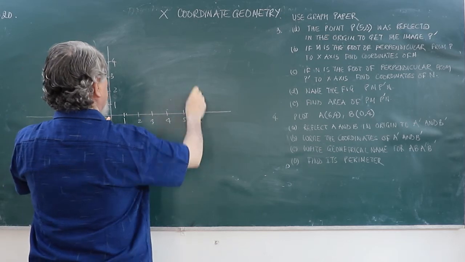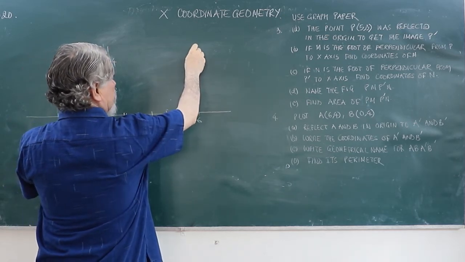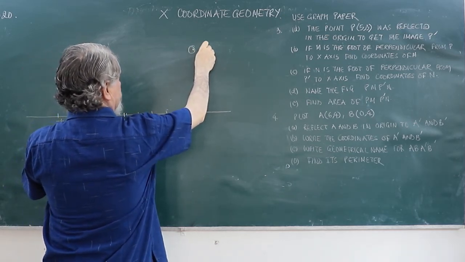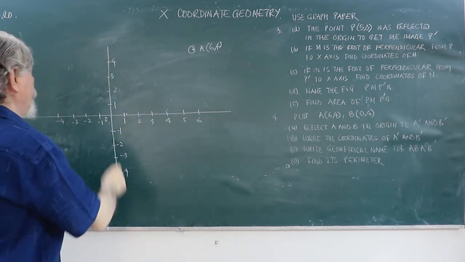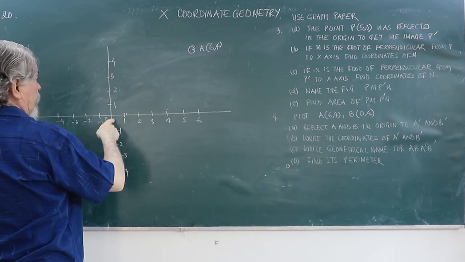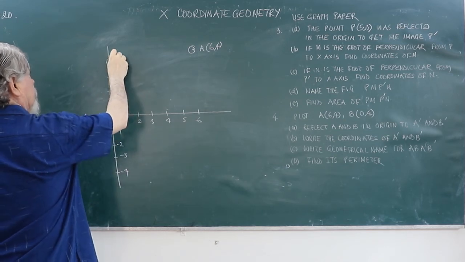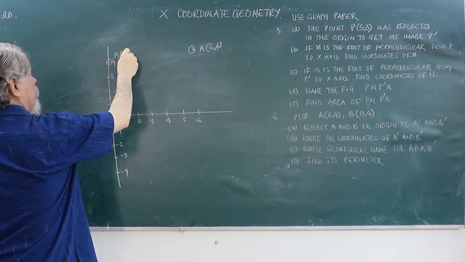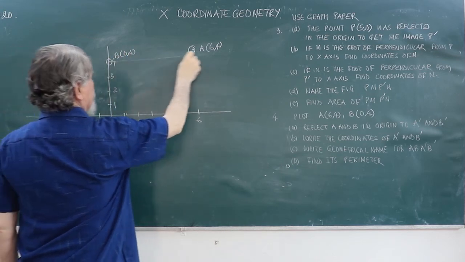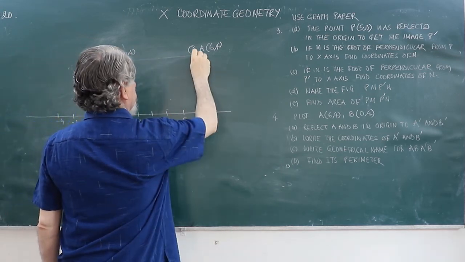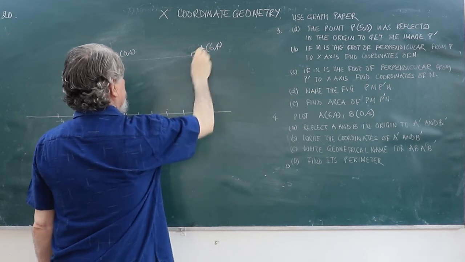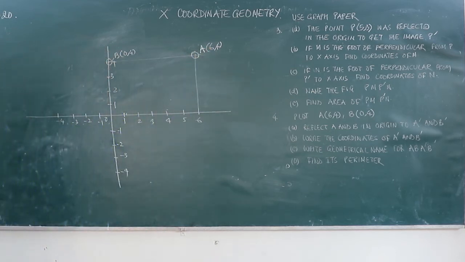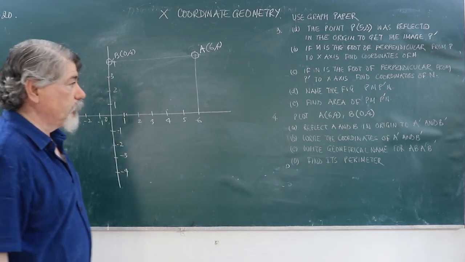6, 4 is here. A is 6, 4, and B is 0, 4. This is B, 0, 4. It should come here. We have plotted A and B. A is 6, 4, B is 0, 4.